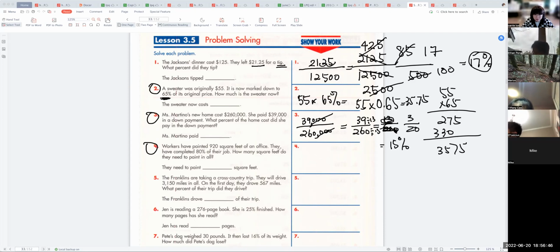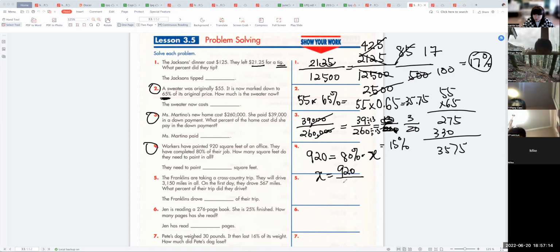So workers have painted 320 square feet of the office. They have completed 80% of their job. How many square feet do they need to paint in all? So 320 square feet equals what? 80% of the total, correct? So we name the total square feet X. So 80% of X will be 320. Can you tell me X equals what?